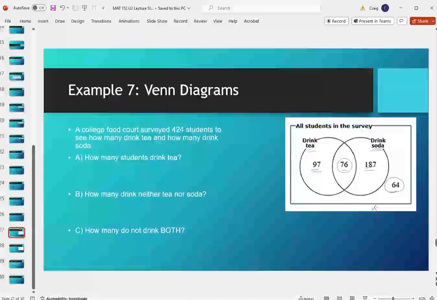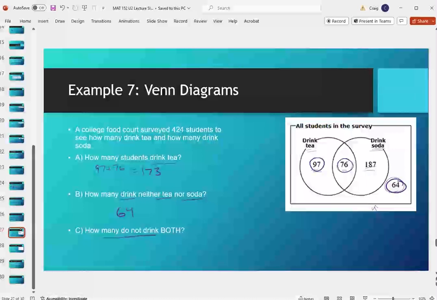Okay. So how many students drink tea? Well, that's 97 and 76. We want to add those two together. I think I have this written down, you guys. One second while I try to turn this page. If we add up 97 and 76, there are 173 students who drink tea. How many drink neither tea nor soda? Well, the ones who drink neither, those are out here. And so that's just 64.